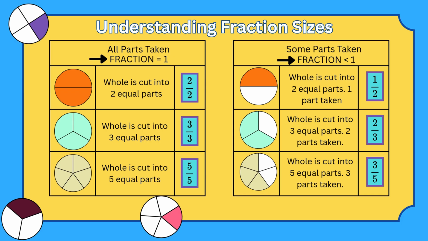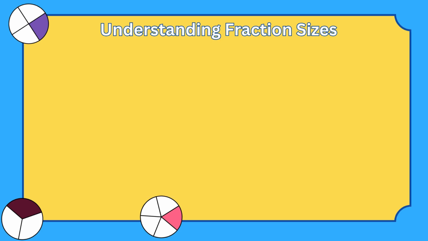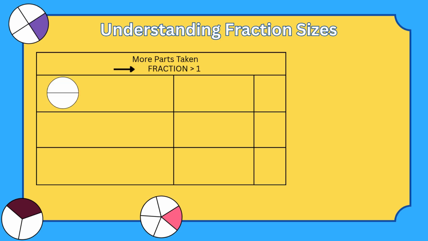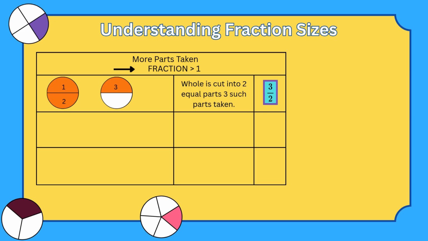Do you think fractions can ever be more than 1? Look at these examples. One whole is cut into 2 equal parts. If we have another whole circle and take one out of 2 parts from there, we will have 3 similar parts. We write it as 3 by 2. That is one whole and one more part.